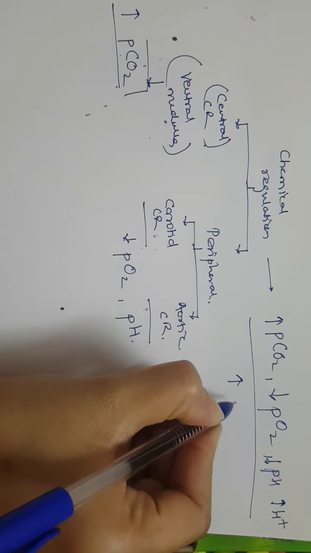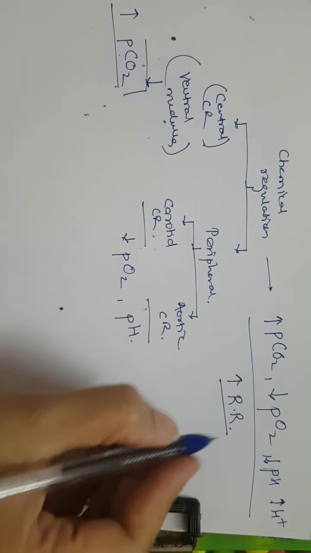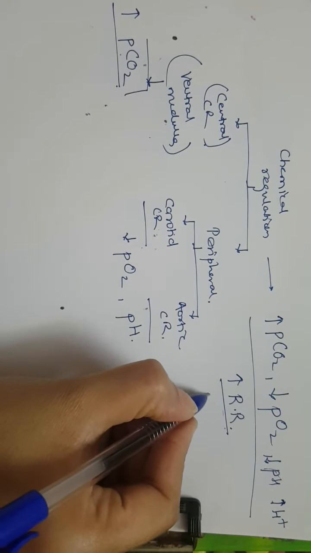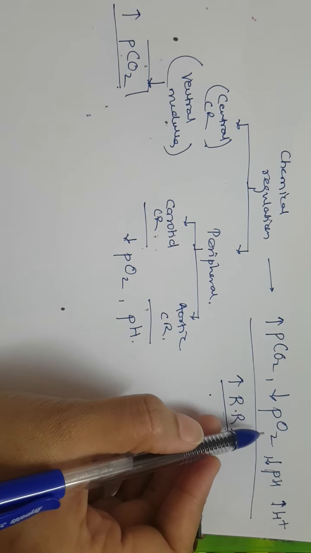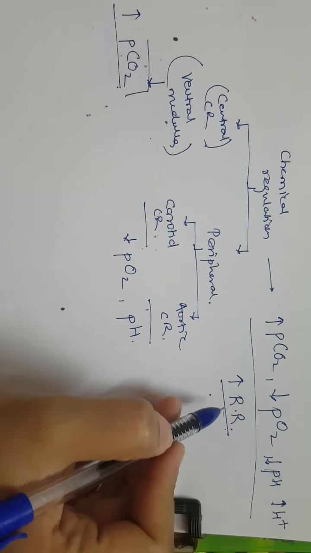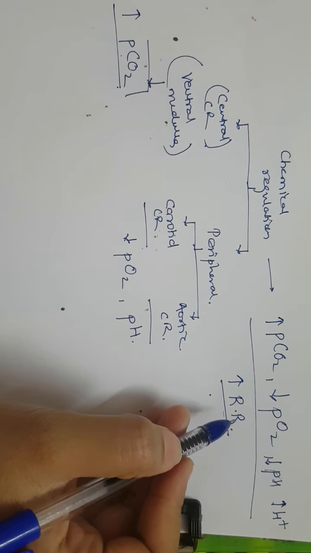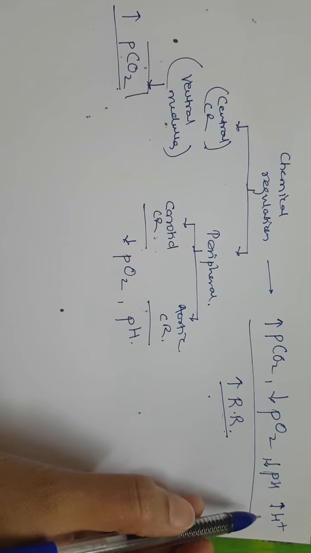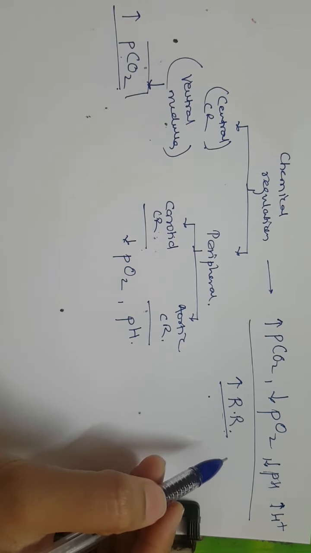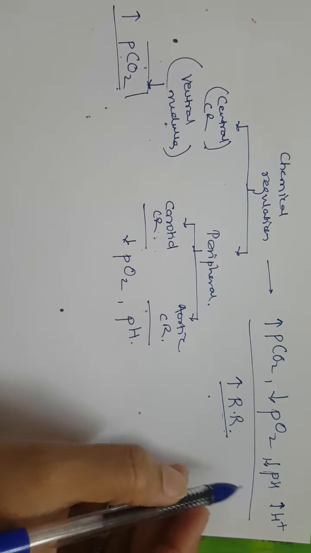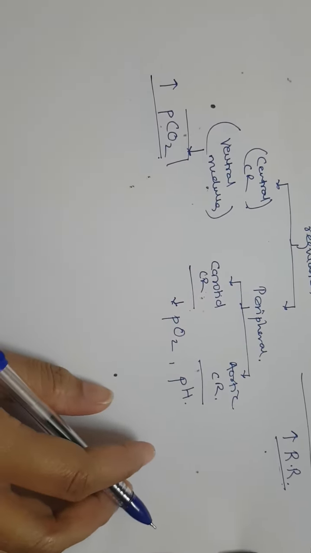So basically there will be an increase in respiratory rate. If there is more PCO2, the respiratory rate will increase and there will be more CO2 washout. If there is low oxygen partial pressure, the respiratory rate will increase and there will be more oxygenation of the alveoli. If the hydrogen ion concentration is high, then along with the buffer system, there will be an increase in respiratory rate and the pH is maintained.